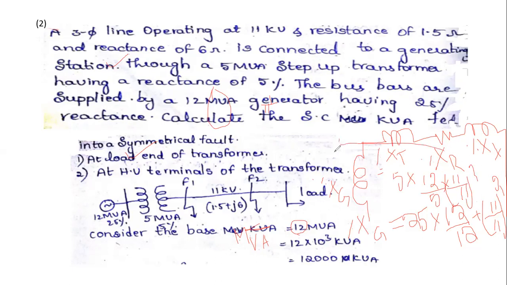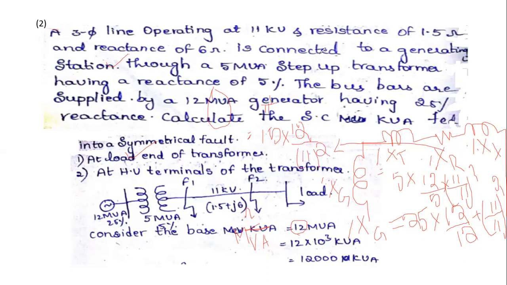Next, percentage XR. How will we calculate the percentage XR? Its value is in ohms. Then percentage XR is equal to R, the resistance, 1.5 into MVA, the 12 base, by KVA whole square. What is the KVA for the transmission line? That is 11 KVA whole square. This is the percentage XR.